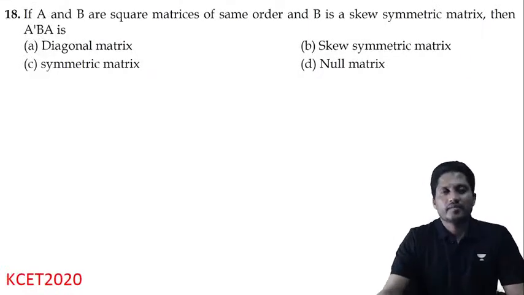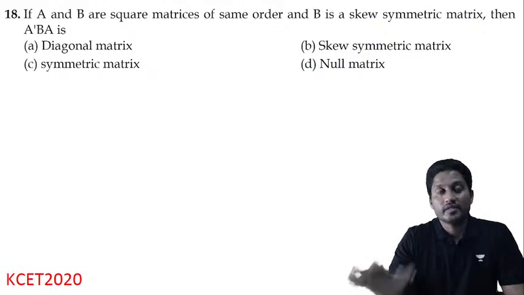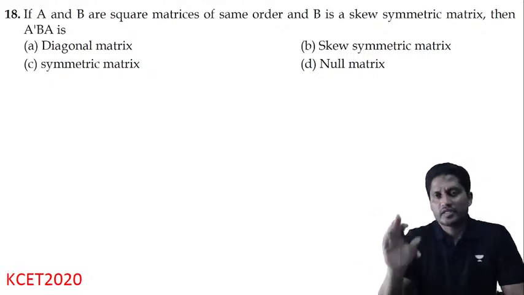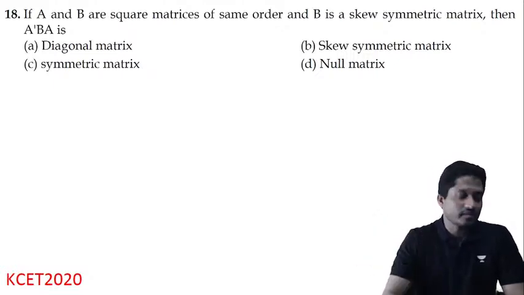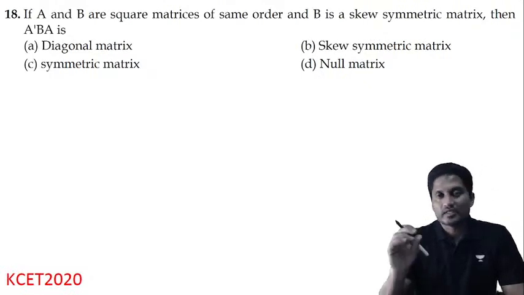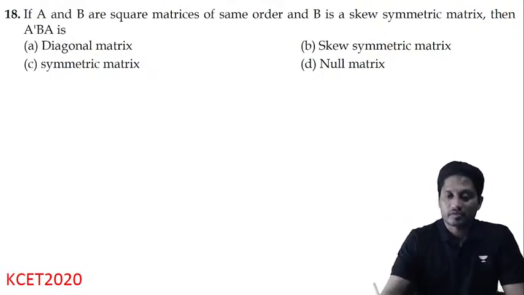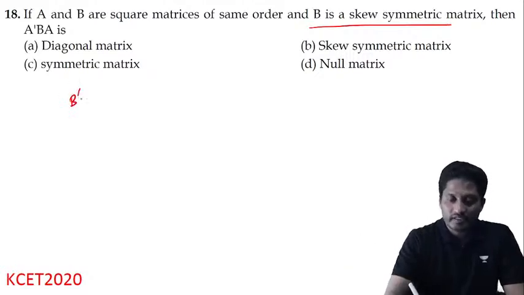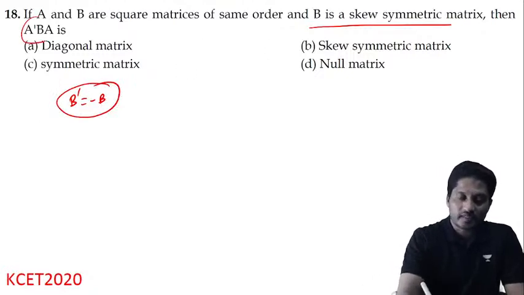If A and B are square matrices of the same order and B is a skew symmetric matrix. A matrix which is equal to its own transpose is symmetric, right? And a matrix which is equal to the negative of its own transpose is skew symmetric. Now according to the question, B is skew symmetric. So B dash is equal to minus B. This is given. Now I should check what this matrix is.